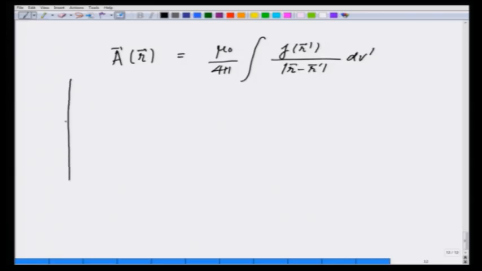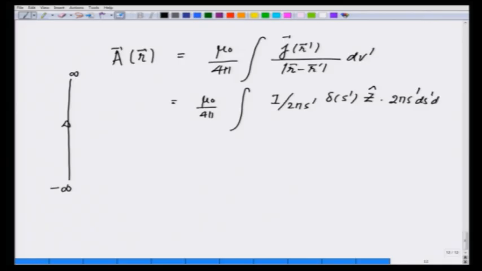Remember, this is a current carrying wire going from minus infinity to plus infinity. This is equal to mu naught over 4 pi integral I over 2 pi s prime, because it is at s prime, delta s prime, this is a vector in z direction, dv is going to be 2 pi s prime ds prime dz prime over. Since this is an infinite wire at any z, the answer for A is going to be the same. Therefore, I may as well calculate it at z equal to 0.